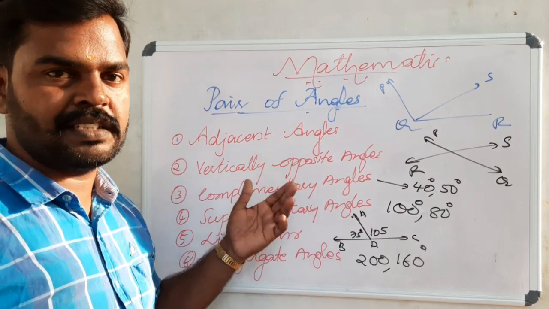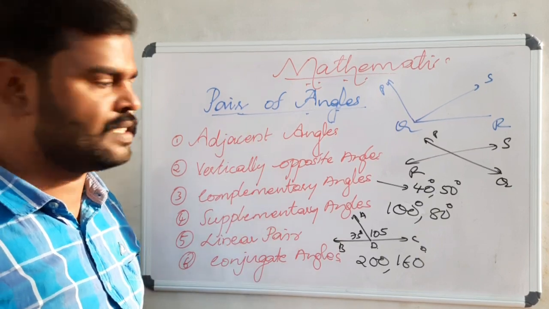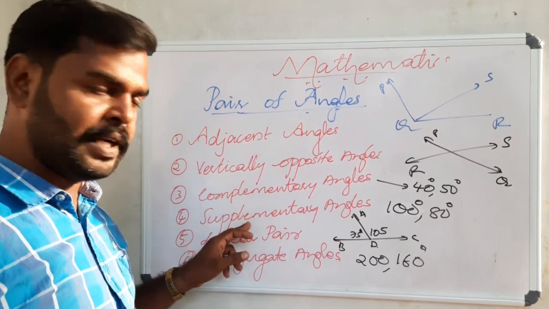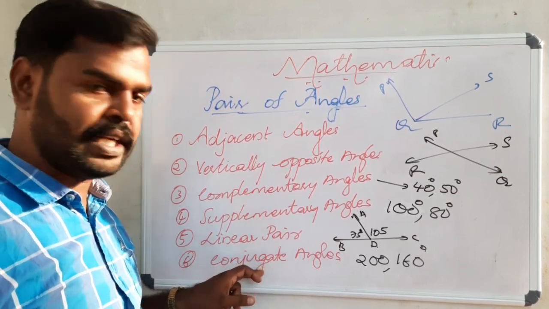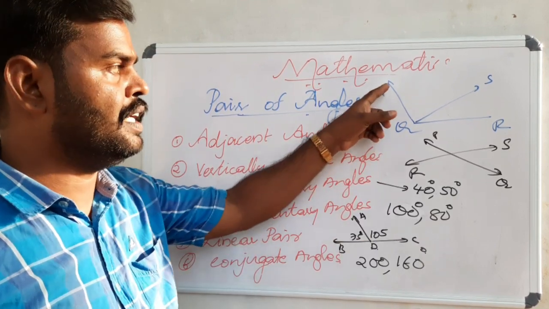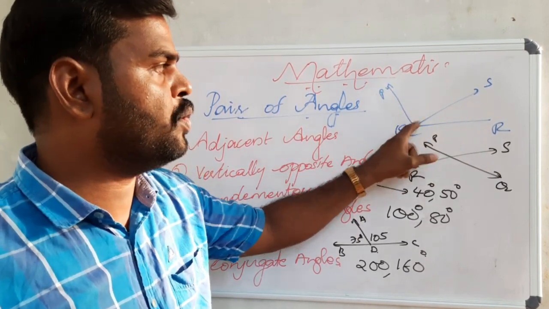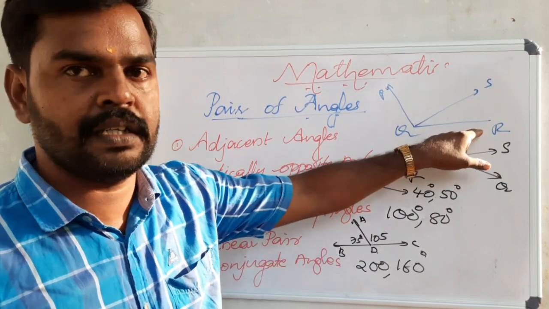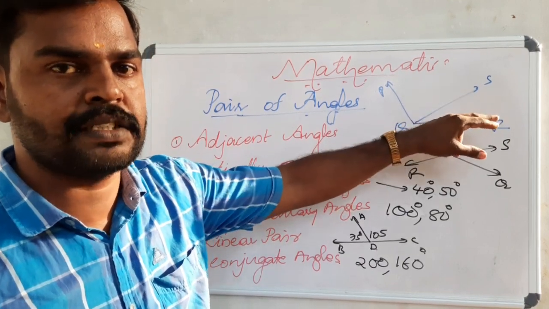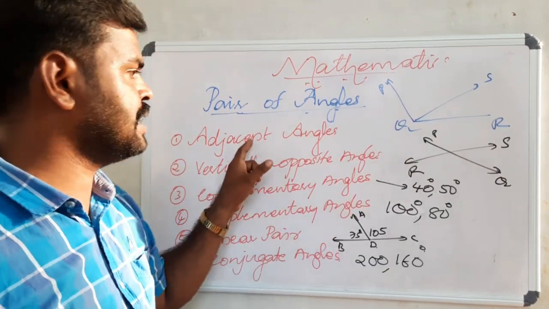Let us conclude our class. Let us revise. Today we discussed pair of angles. In that there are 6 types: adjacent angle, vertically opposite angle, complementary angle, supplementary angle, linear pair and conjugate angle. First we discussed adjacent angle. Adjacent means near. See here, angle PQR, and in that angle PQS and SQR. Ray QS is common for both angles. So PQS and SQR are called adjacent angles.